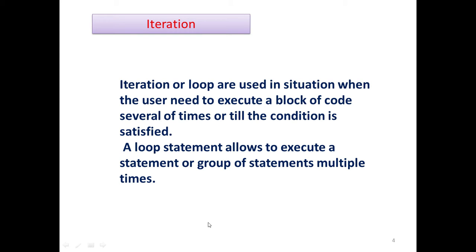What is iteration? It is a three mark question to you. Iteration or loops are used in situations when the user needs to execute a block of code several times or till the condition is satisfied. It means one condition is fixed, it should be repeated some times. A loop statement allows us to execute a statement or group of statements multiple times. For example, if you print numbers or calculate numbers 1 to 10, it executes 10 times. We simply call it iteration.